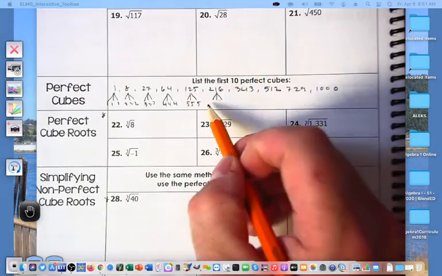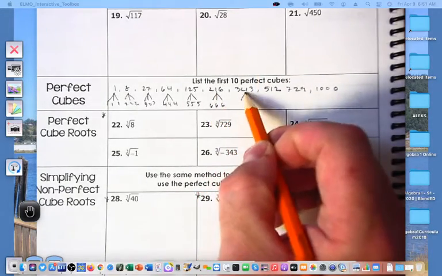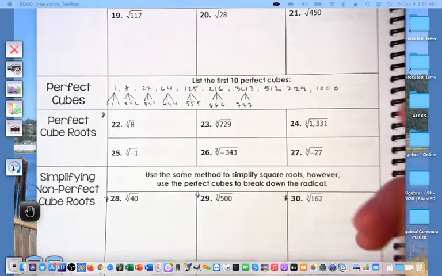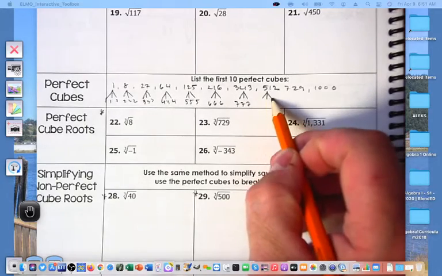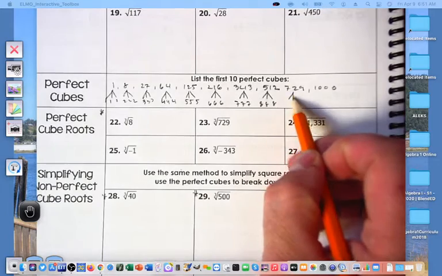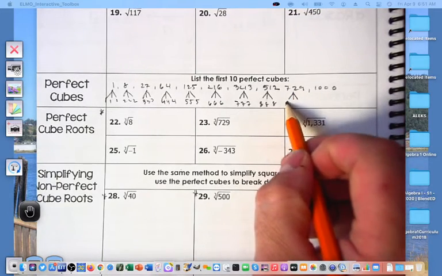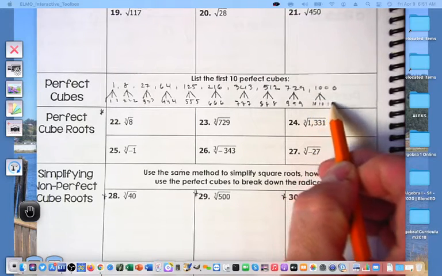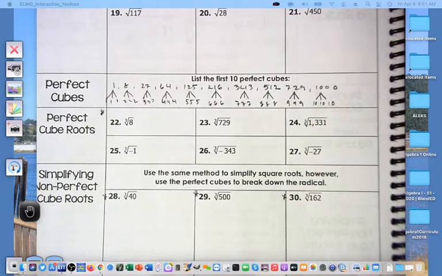216 is going to break down into 6 times 6 times 6. We have 7 times 7 times 7 make 343. 512 is 8 times 8 times 8. 729 is 9 times 9 times 9. And finally we have 10 times 10 times 10. So this time our index is going to be 3, which is a perfect cube root. This time, instead of looking for couples, we are looking for groups of 3.